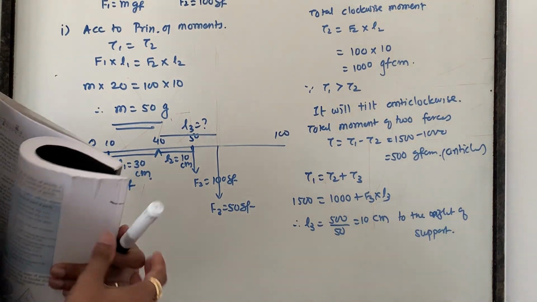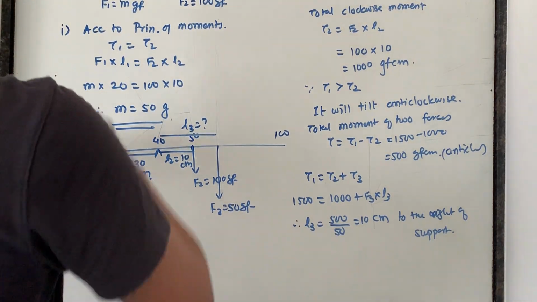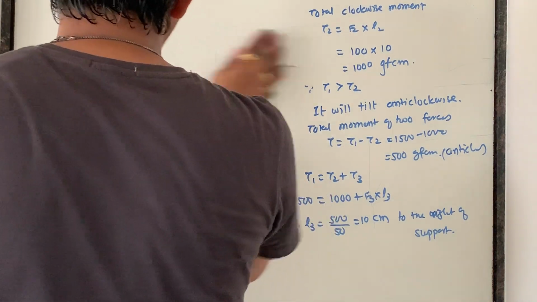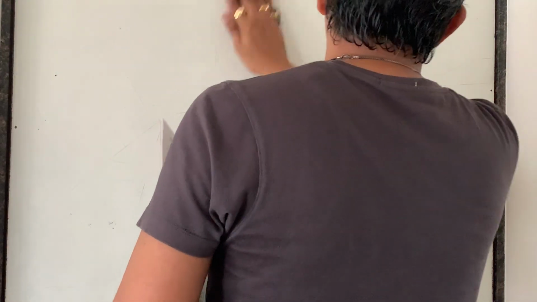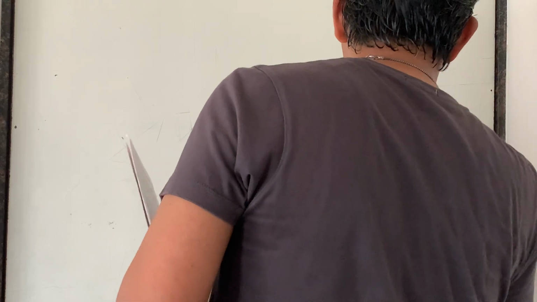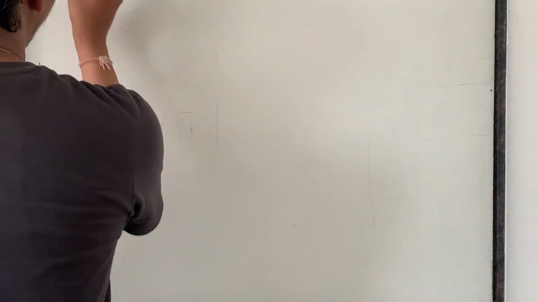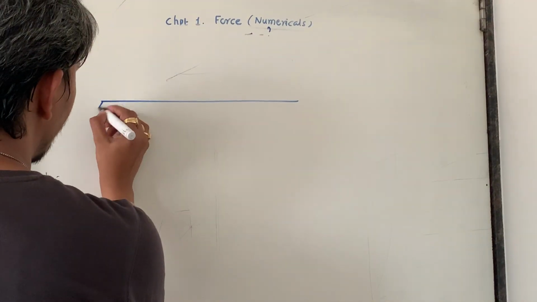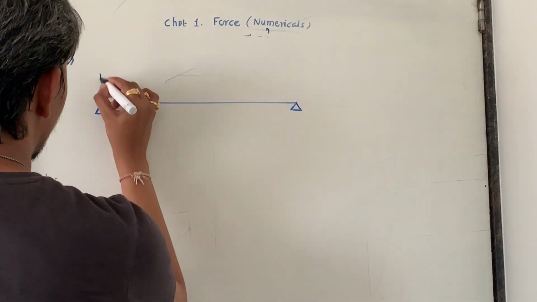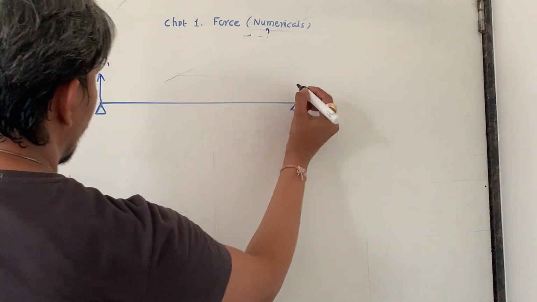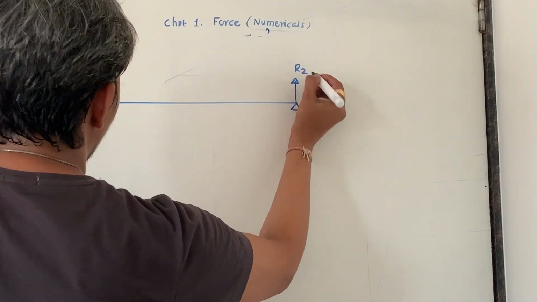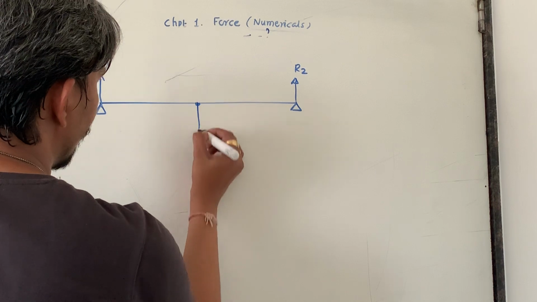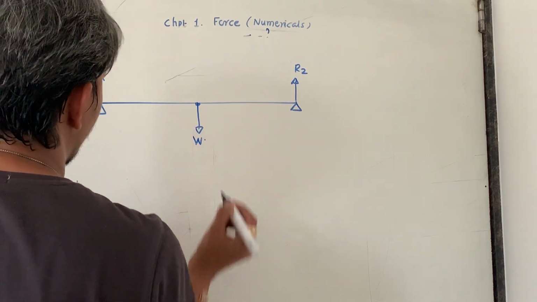Now we'll go with the last sum, that is 18. Now the 18th sum, what is given there? You have a last sum. So the uniform bar is given. There are two supports over here. This is normal reaction R1. And this is normal reaction R2 over here. And this is the midpoint where the whole weight of the body is balanced, right?